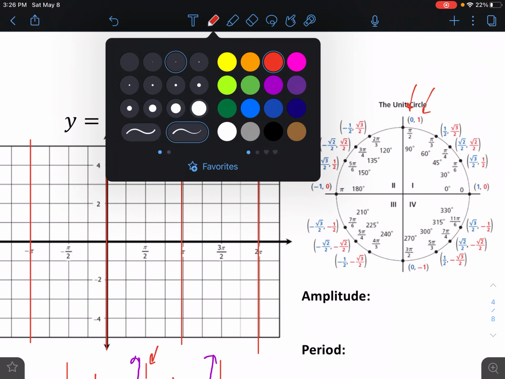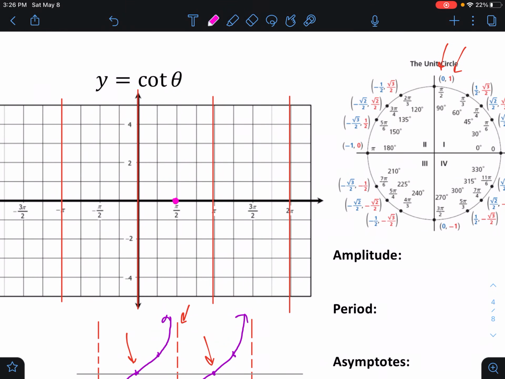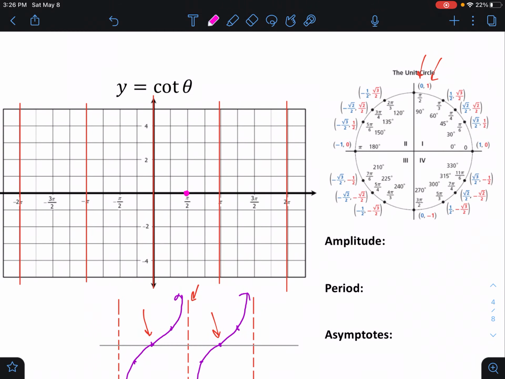So I can use, there we go, at pi over 4, I would have x over y. It would be square root of 2 over 2 divided by square root of 2 over 2. That would be 1. And then if I go over here to 3 pi over 4, it's going to be negative 1, because I would have negative square root of 2 over 2 divided by square root of 2 over 2. Okay, so this one looks very similar to tangent.